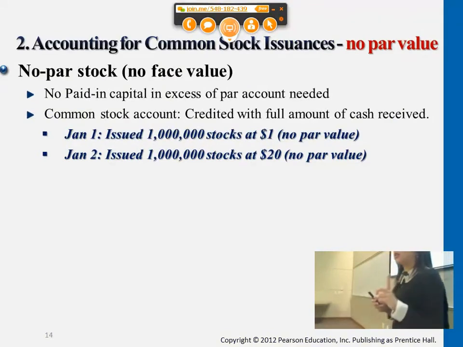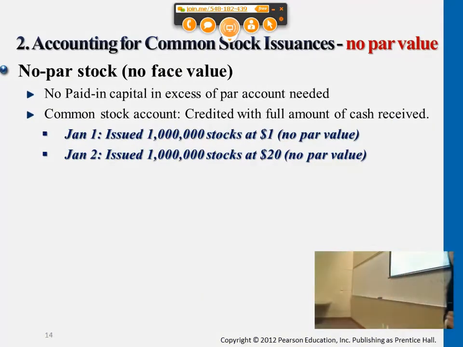Now we talked about issuance at par, issuance above par value. Some of the companies, sometimes when they issue stock, they're allowed to not set any par value at all. Okay, so this also happens. Nowadays, some of the companies do have a par value set for each and every share that they issue to the public. Some of the states give the company the option to choose whether or not they want to set a face value.